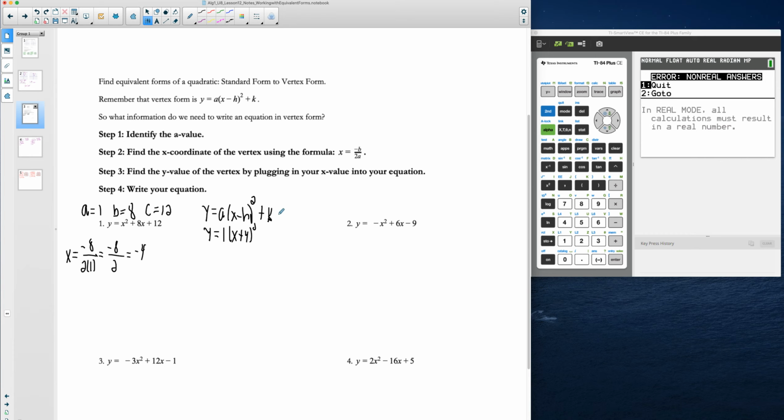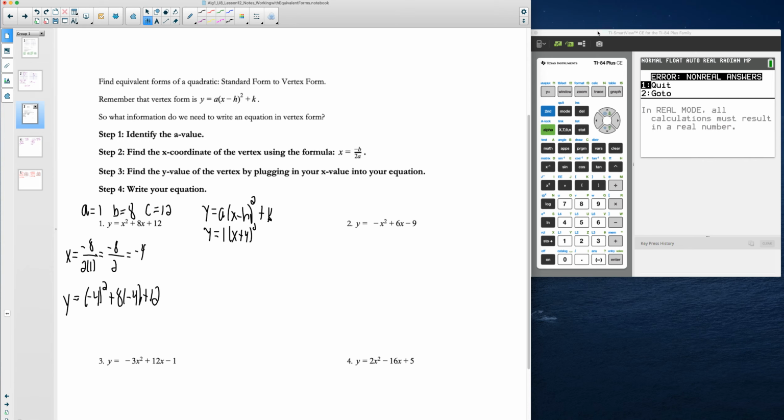So the only thing we're missing is this k value. And so remember the way we do that is we take whatever x value we get here and we go back and we plug it back in. So y equals, and so I have negative 4 squared plus 8 times negative 4 and then plus 12. And this is where we can use our calculator.